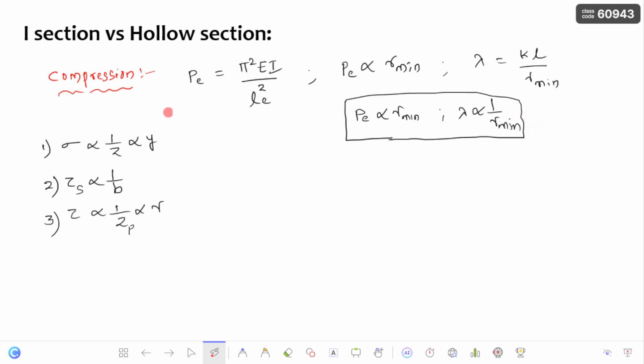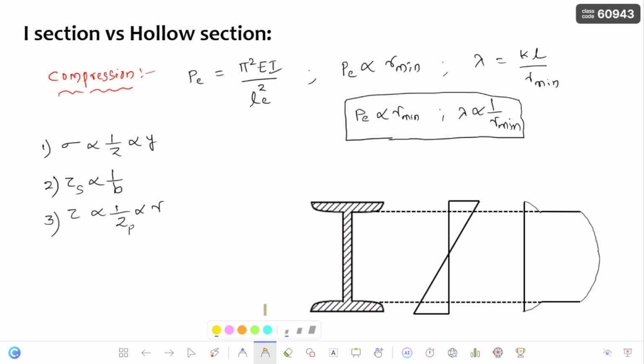I have listed out the relations which I have got from bending, shear and also torsion. Coming to the I section, if you observe carefully, from the first relation, the bending stress is directly proportional to the distance from the neutral axis to the extreme fiber. Here, consider this is the neutral axis. As the distance from the neutral axis increases, the bending stress increases, from zero at the neutral axis to the maximum at the flange end portion.